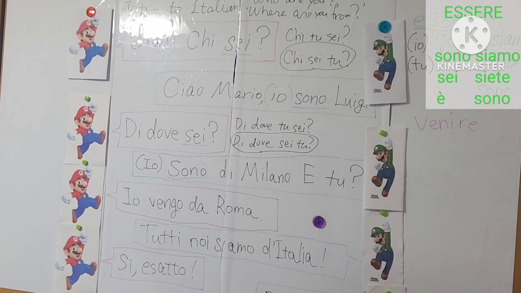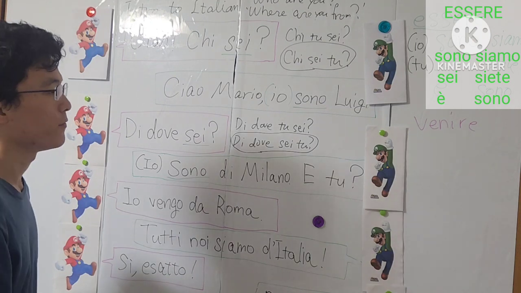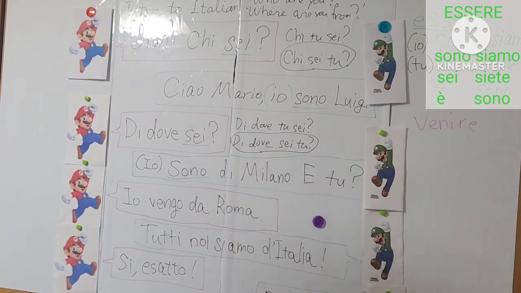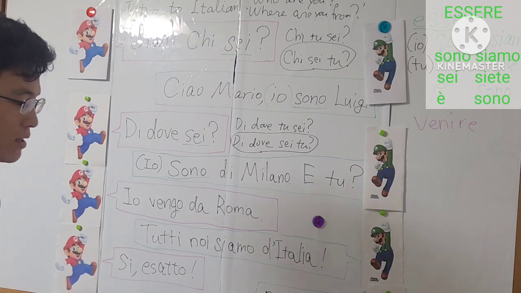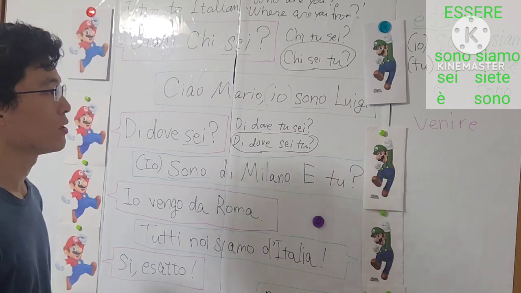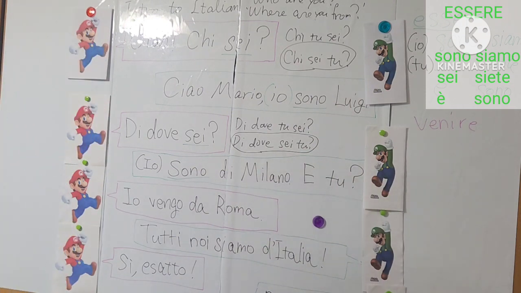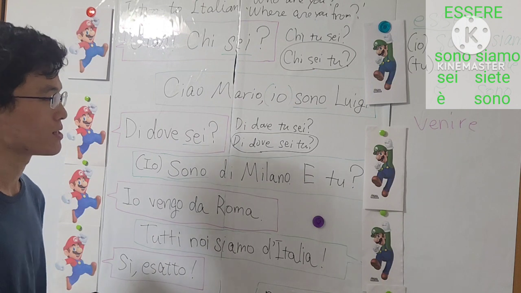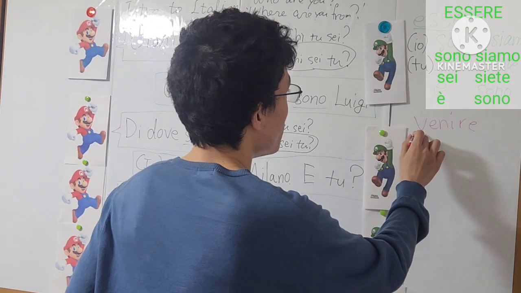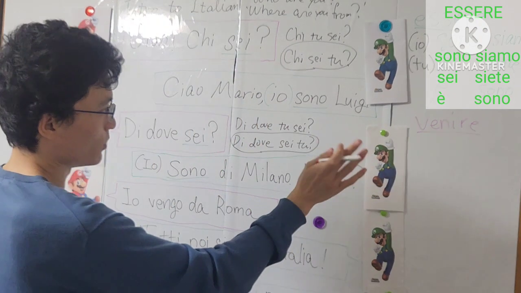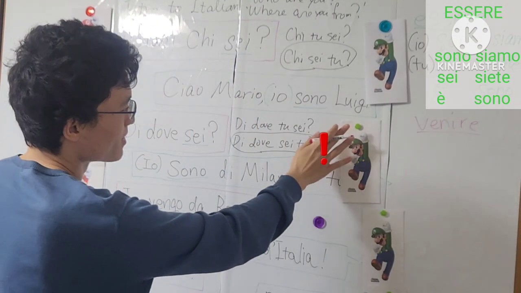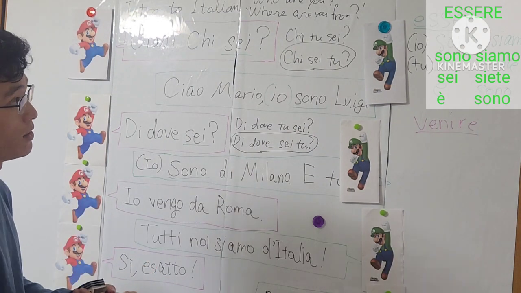It is indeed unpredictable, because venire is a verb with irregular paradigms, just like essere. This will be clarified more after you learn more verbs in Italian, because there are many regular verbs as well.